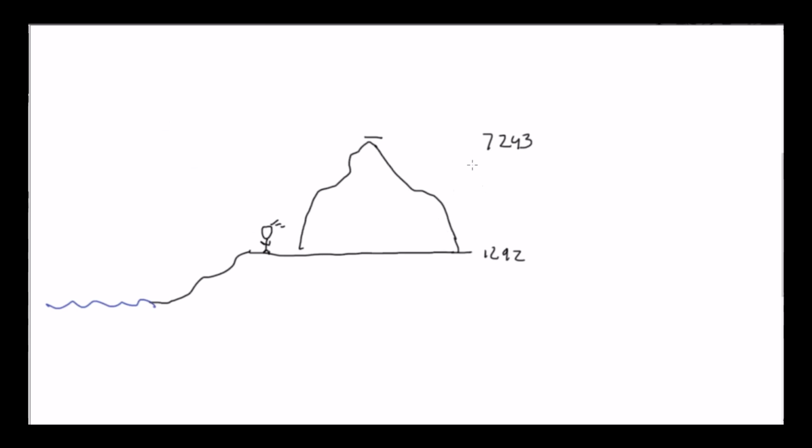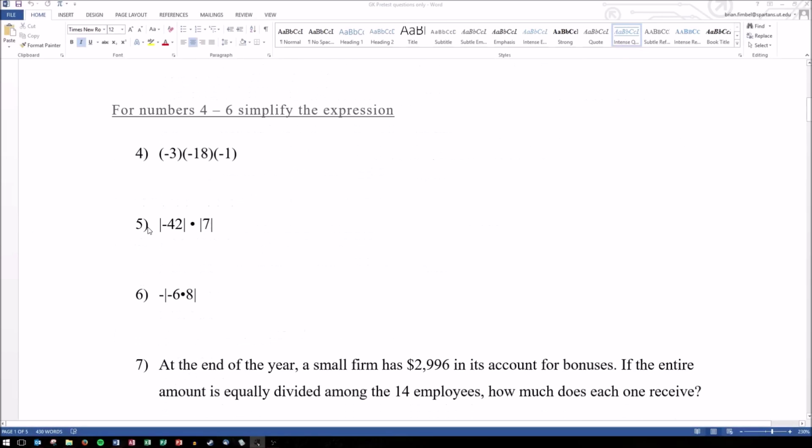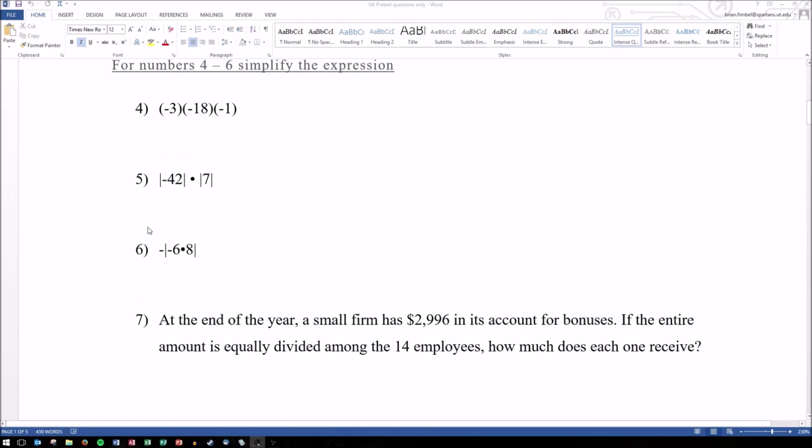So what we need to do is figure out how tall it is. Well, the peak is 7,243, and its height above sea level is 1,292. We just do this quick subtraction, and we get 5,951. All right. That one's really tough. A lot of people come to me. That's usually one of the ones everyone misses. So if you miss that one, no need to feel bad because it's pretty common.